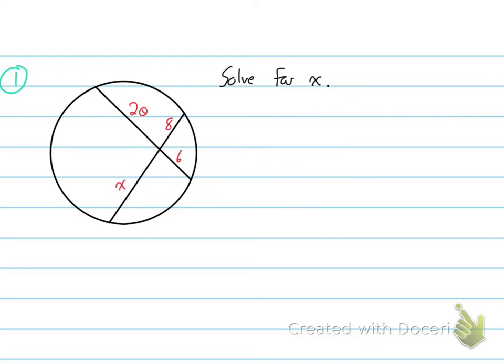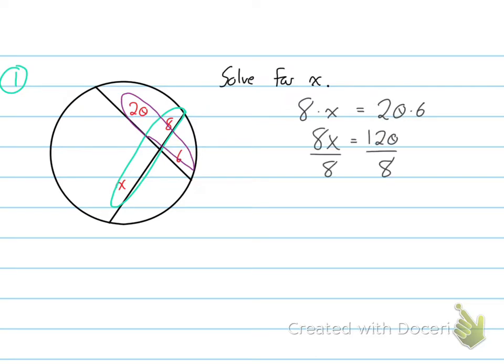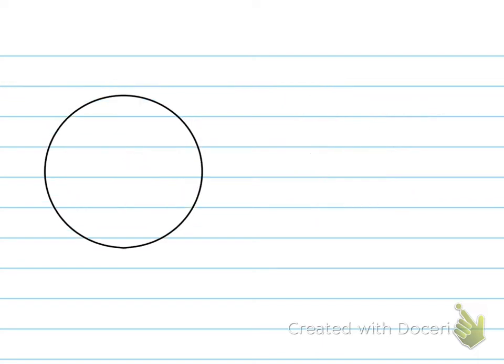Looking at an example, let's say I have this diagram and I want to solve for x. I would look at that first segment there, so I would do 8 times x equals 20 times 6. So now I have 8x equals 120, divide both sides by 8, and I have what x equals. And I'm done.